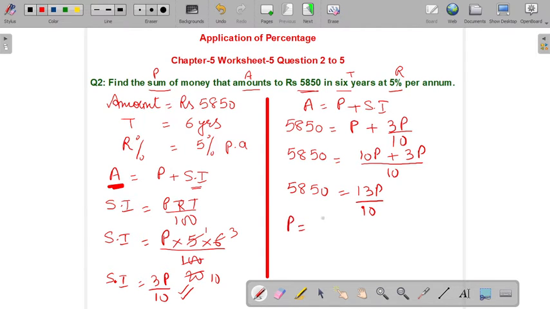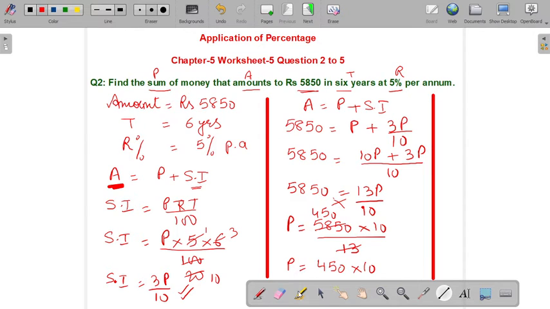Now, to find out p, we will do the cross multiplication. So 5850 multiplied 10 upon 13. Now we will cancel the terms over here. So if we will cancel it, 5850 divided by 13. So we will be getting as 450. So what is the principal here? Principal is 450 multiplied 10. So the principal is, or the sum of money is rupees 4500. So this is the answer.